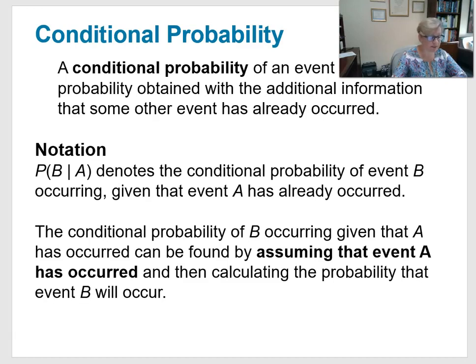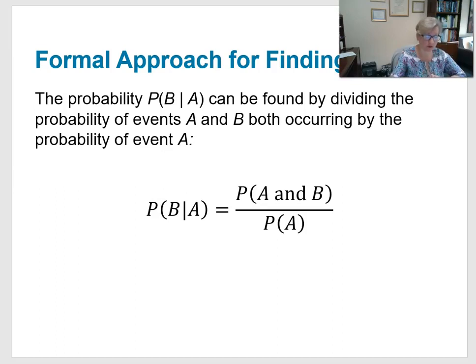Conditional probabilities are a little bit trickier sometimes. Remember, that's where you have that bar. So the probability of B given A means given that A has already happened. And this is going to be a little bit tricky. The formal approach is the one I like because I'm a big fan of formulas. The probability of B given A is equal to the probability of A and B divided by the probability of A. So you'll need to find the "and" and then divide.